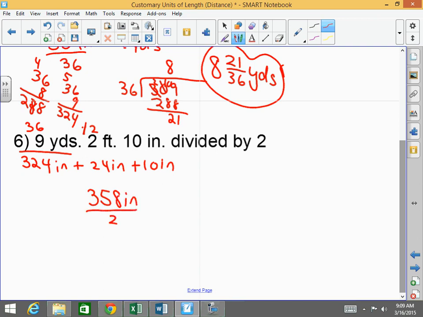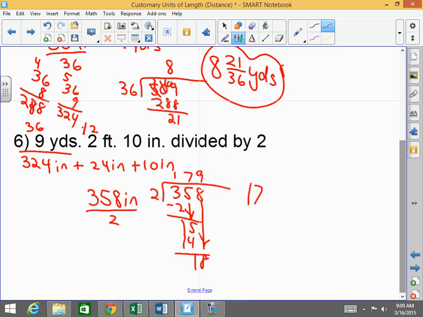Divide that by 2, and that's going to be a 1. That's 7. That's 9. So that's 179 inches. Yes, sir. Okay, 24 inches. From 2 feet, how many inches is that? I'm going from large to small. 2 feet times 12 inches in every foot is 24 inches. Does that make sense, my man?